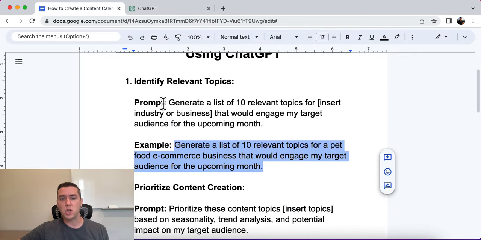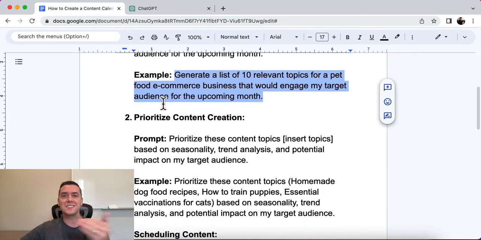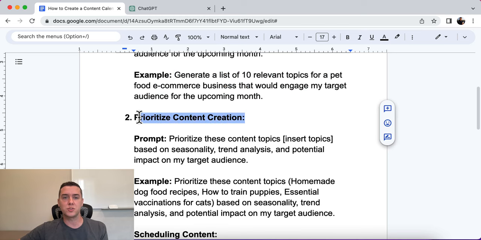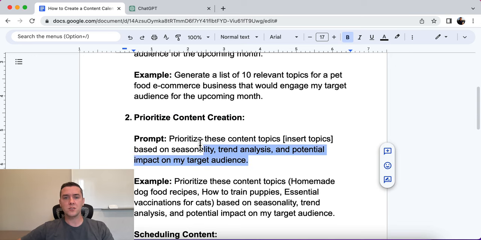All right, so now that we know that, we want to prioritize what is the most important. That is where number two comes in, prioritizing content creation. We want to do a cost-benefit analysis. What is going to get us the best ROI? What is going to actually lead to the results that we want? All right. So here it is. Prioritize these top content topics, insert your topics, based on seasonality, trend analysis, and potential impact on my target audience.